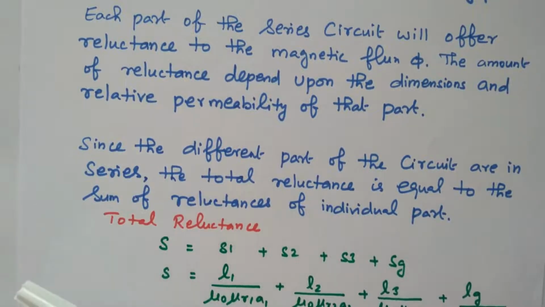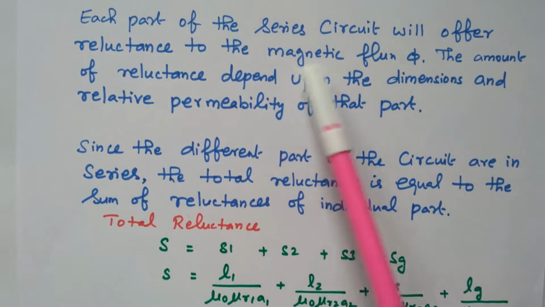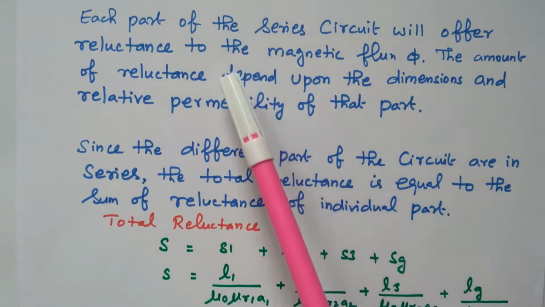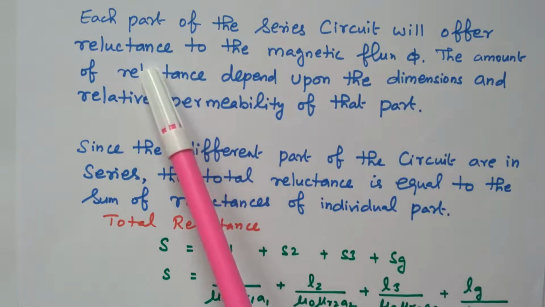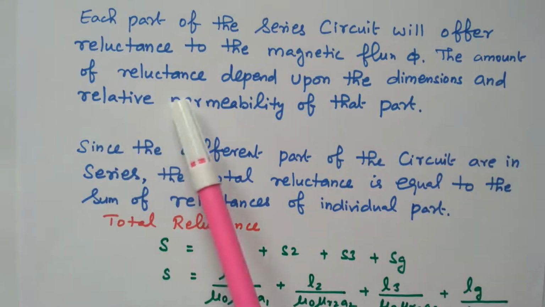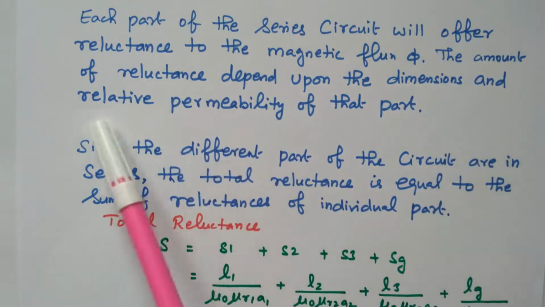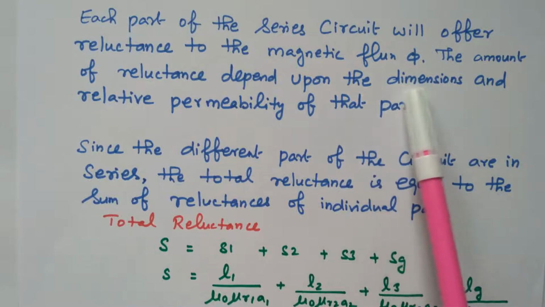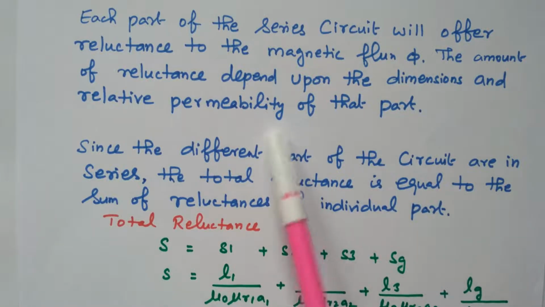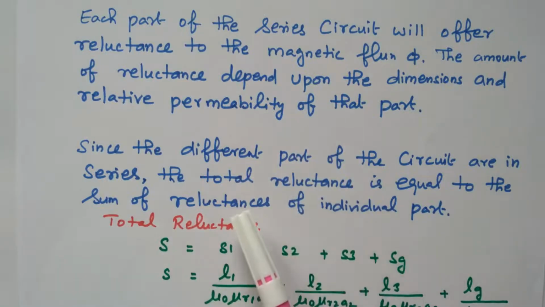Each part of the circuit will offer reluctance to the magnetic flux. Because of the different relative permeability, each part gives a different value of reluctance to the flux. The amount of reluctance depends upon the dimensions and the relative permeability of the part, because three different materials are available.